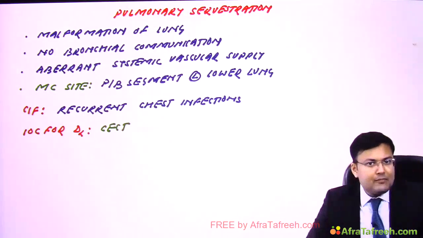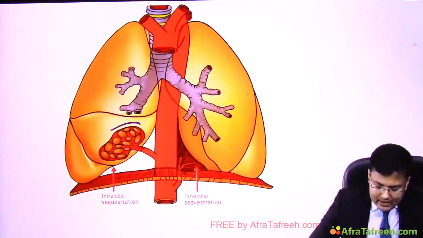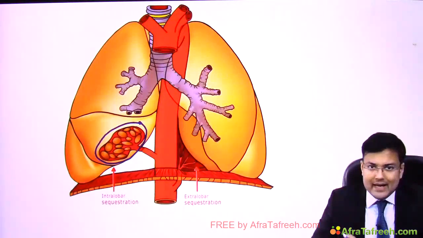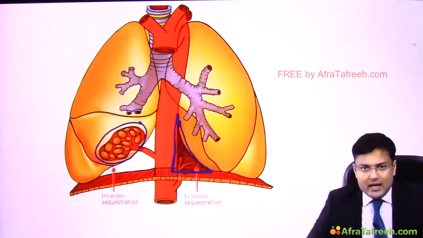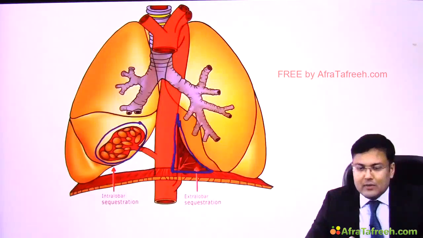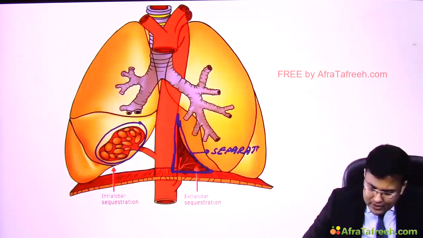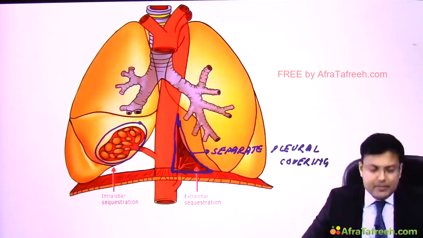Now see what are the types of pulmonary sequestration. So in this image you can see it is of two types. First, it is intralobar. Intralobar means it is located within the lung parenchyma. And second, you can see this is extralobar. Can you see? So it is located outside the normal lung. And another feature in extralobar pulmonary sequestration is that there is a separate pleural covering.